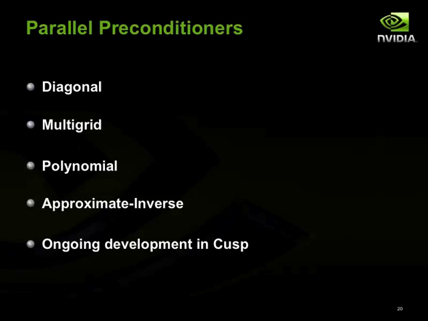Approximate inverse means I have some inverse of the matrix measured in a certain way. So maybe it minimizes a certain norm on a row or column-wise basis. These are the kinds of things we're especially interested in working on. So if you have an interest in this, whether as a user or developing them, please let us know.